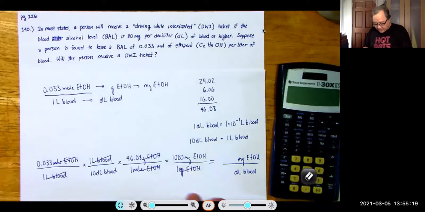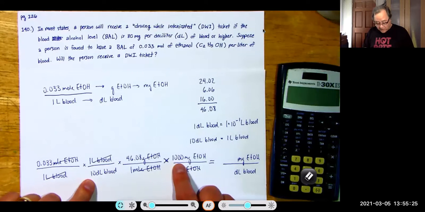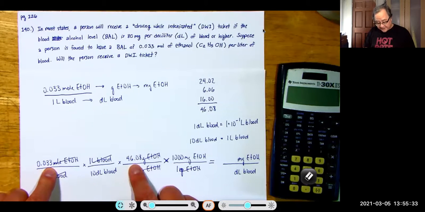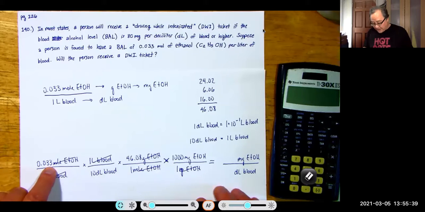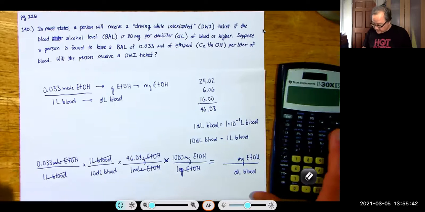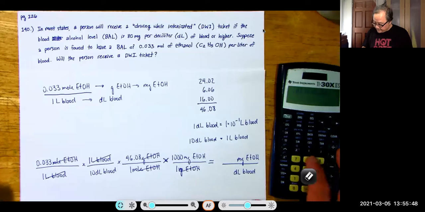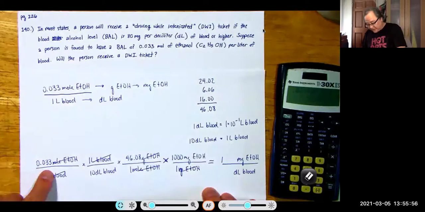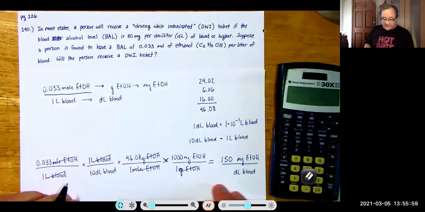So I'm going to estimate my answer. Oh, and this should be times, not equal. So 10 goes into 1,000 100 times. 100 times 0.033 is 3.3. 3.3 times 46, my, that's got to be like 150 or so. This person is definitely DWI. 0.033 times 46.08 times 1,000 divided by 10, and we get 152. We only get 2 sig figs though, so 150 milligrams of ethanol per deciliter of blood.